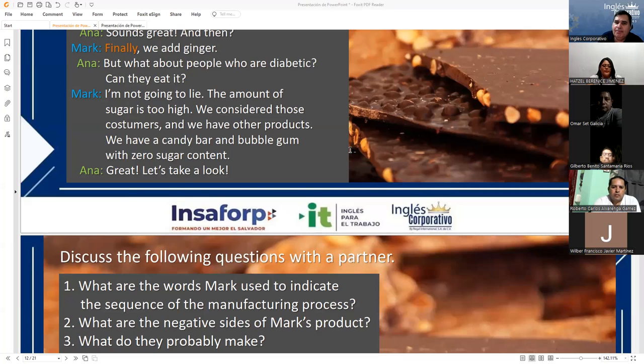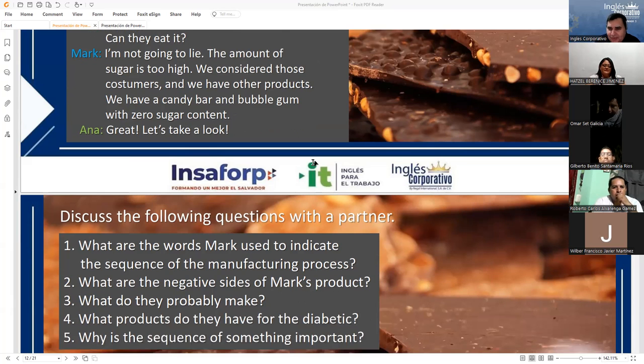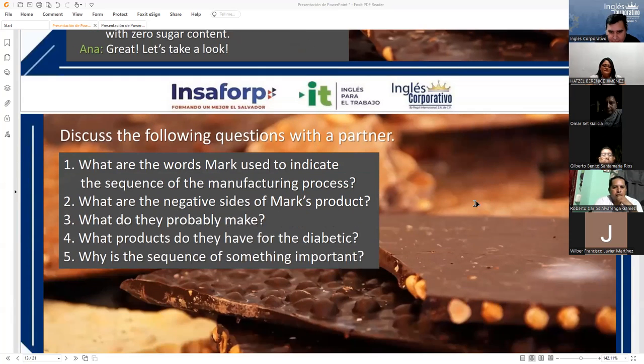Do you chew gum? Not much. I don't chew gum. Candy bar, I don't eat candy bars. Only chocolate bar. Better. I love it, but no, I can't. I have to be disciplined.